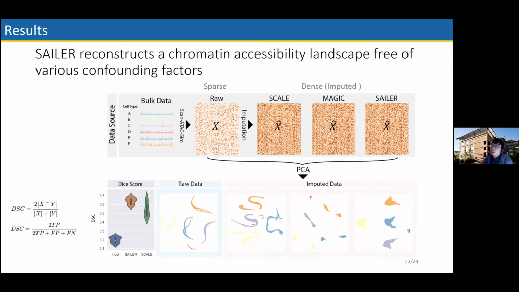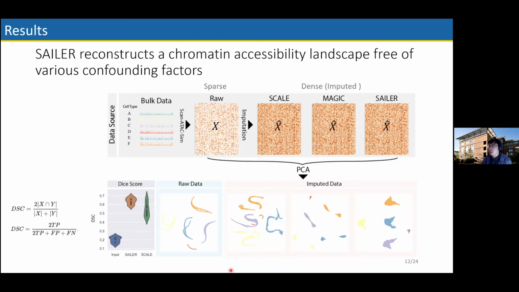We can see that the data imputed by Sailor are not affected by the batch effect and preserve the real cell types quite well. And since the simulated data is generated from the bulk data, we already know the ground truth, so we can compute the Dice score between the imputed single-cell data and the ground truth. The Dice score shows how well the imputed data overlaps with the ground truth, and it's also a well-balanced metric.